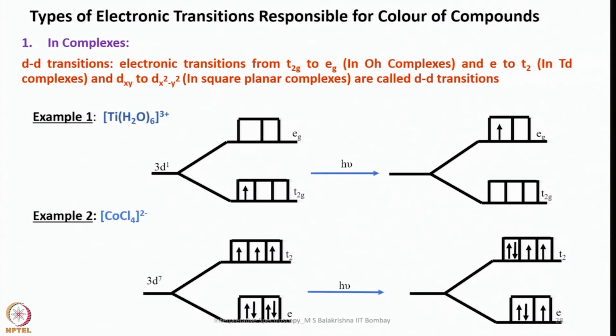Now, I have given one example here, hexaaqua titanium 3 plus, a d1 system, and here you can see the electron, after absorbing energy, is promoted here. This is called d-d transition. Similarly, take tetrachlorocobaltate 2 minus, a tetrahedral compound. We have 4 electrons, it is a high spin complex, with 4 electrons in e and 3 electrons in t2. So which electron is responsible? Either this electron can go or this electron can go. That is what we have seen. So here we can see the transition.